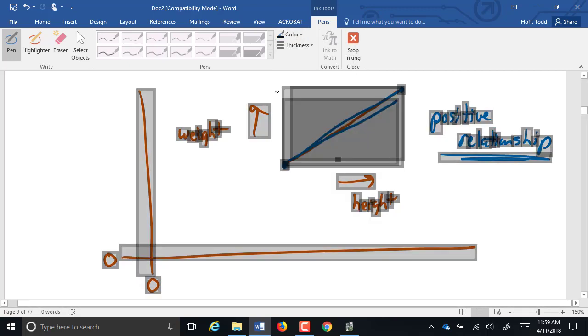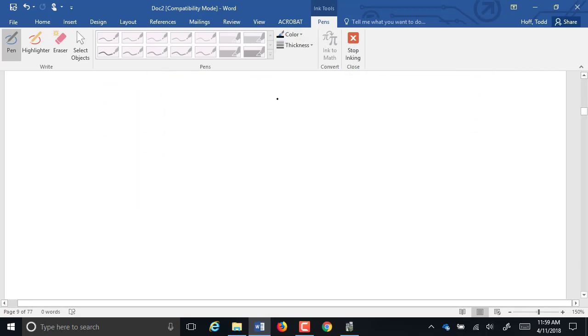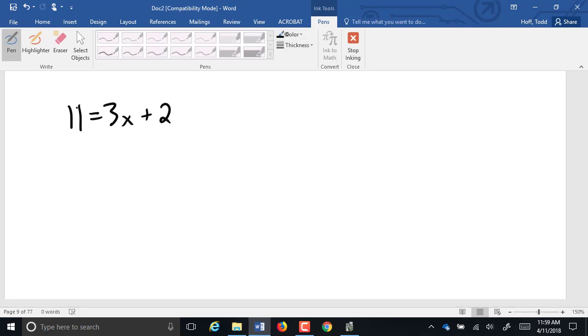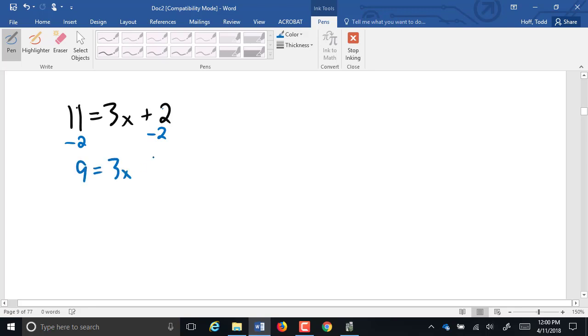So let's look at now, how do we put points on the graph? Where do these points come from? Well, we might have an equation that looks like this. Let's say we have 11 equals 3x plus 2. If I go to solve that equation, I would subtract 2. I get 9 equals 3x. And then I would divide by 3, giving me 3 equals x, or x equals 3.